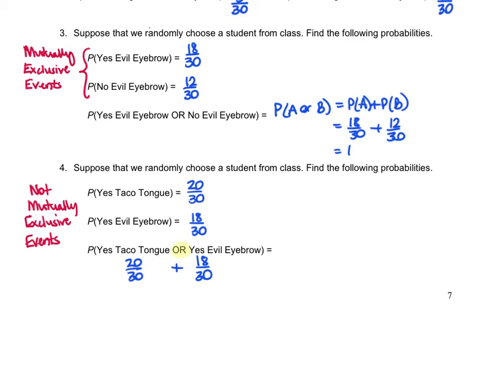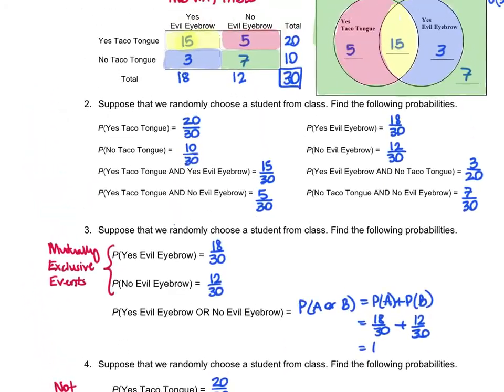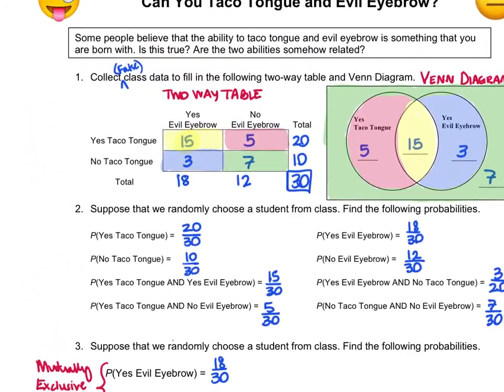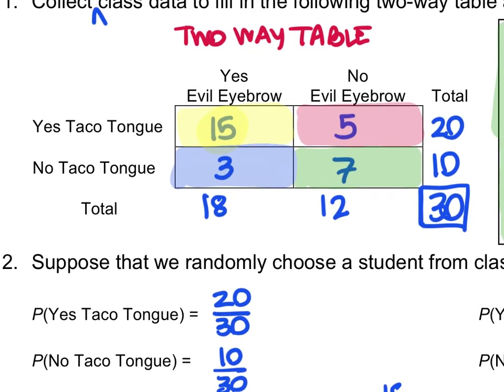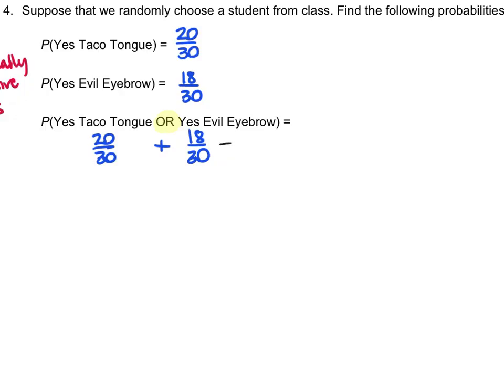Now, when we look at our two-way table, we can see the 20 and the 18 actually intersect where we have this 15, or another way of thinking about that is they overlap. In the 18, the 15 is already counted. In the 20, the 15 is counted again. So we need to subtract out one of those 15s so we don't double count it. And we will do that right here, minus 15 out of 30.